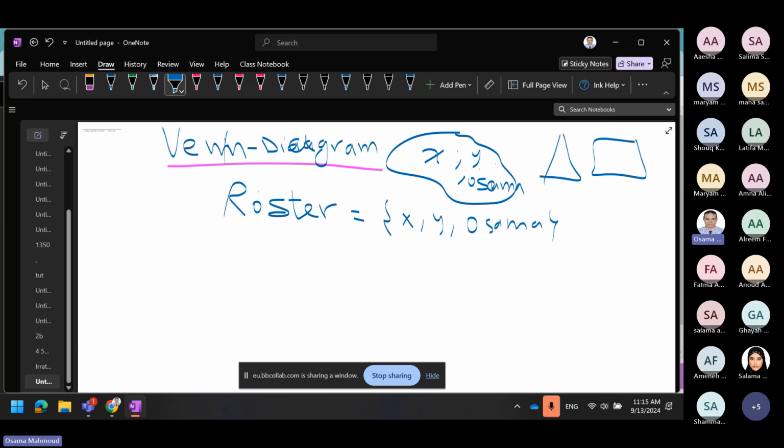Okay. But if you have an infinite number of elements, like the natural numbers, which are 1, 2, 3, up to infinity, you cannot write all of them. Either you put dots to the right, or you can write X such that X is a natural number. Okay?